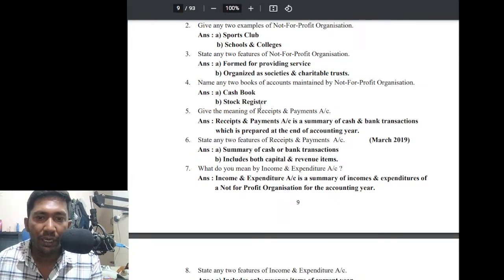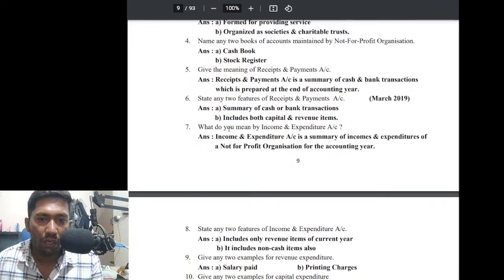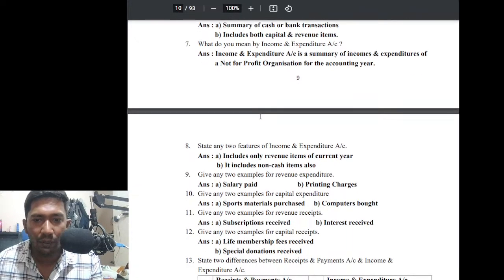Then next, name any two books of accounts maintained by NGOs: cash book and stock register. That's it. Very simple. Okay, they will not maintain any complicated records. They maintain only a simple cash book, input and output. Done. Then next we have, state any two features, all these are not required.